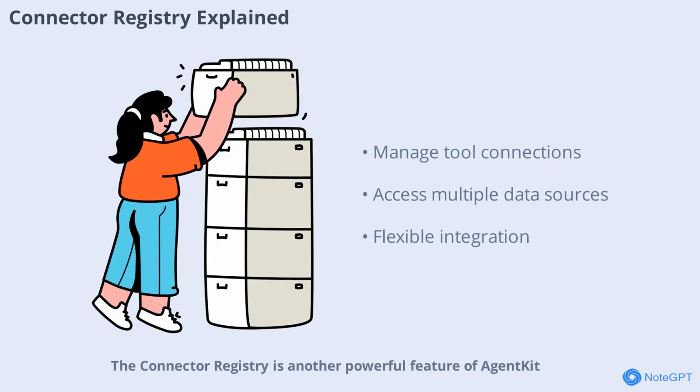Connector Registry is another powerful feature of AgentKit. It allows you to manage how your AI agent connects to various tools and data sources. Need your agent to pull information from a database, send emails, or interact with other software? The Connector Registry makes it simple to set up and manage these connections, ensuring your agent can access the data and tools it needs to perform its tasks effectively.